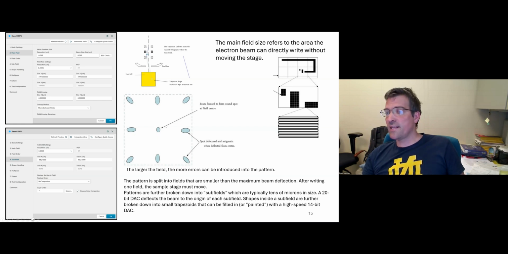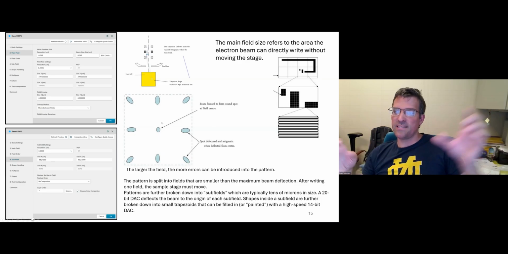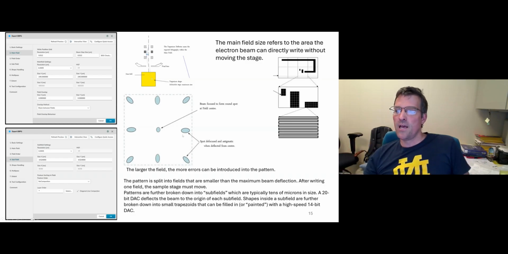Now, if you are fabricating metasurfaces, where you have very small patterns exposed over a large area, then you probably have to make a trade-off between field size and stitching error. If you are doing devices where you have big interconnecting lines and fine nanoscale devices, you can select the field appropriately.